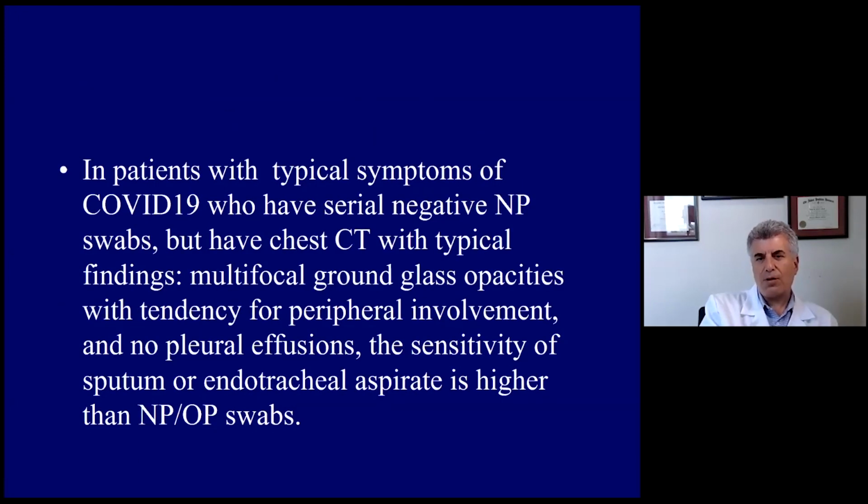In patients with typical symptoms of COVID-19 who have serial negative NP swabs, or even a single negative NP swab, but have a chest CT with typical findings, multifocal ground glass opacities with a tendency for peripheral involvement and no pleural effusions, the sensitivity of sputum and endotracheal aspirate is higher than nasopharyngeal and oropharyngeal swabs, and this has been shown in studies to date.